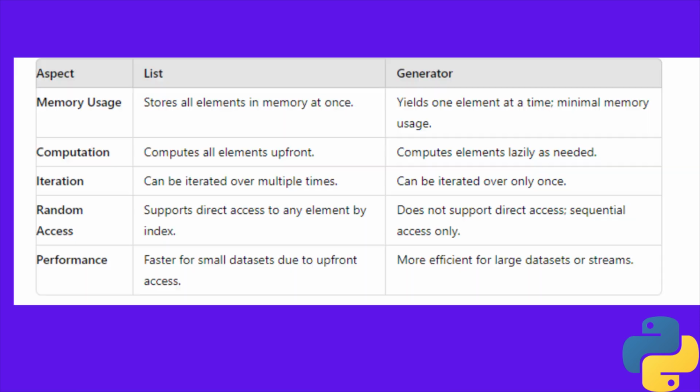Here is the difference between list and generator. A list stores all the elements at once. A generator yields one element at a time, so minimal memory usage. A list computes all elements upfront, but a generator computes elements lazily as needed. A list can be iterated over multiple times. A generator can be iterated over only once. A list supports direct access to any element by index. A generator does not support direct access, only sequential access. A list is faster for small datasets due to upfront access. A generator is more efficient for large datasets or streams.